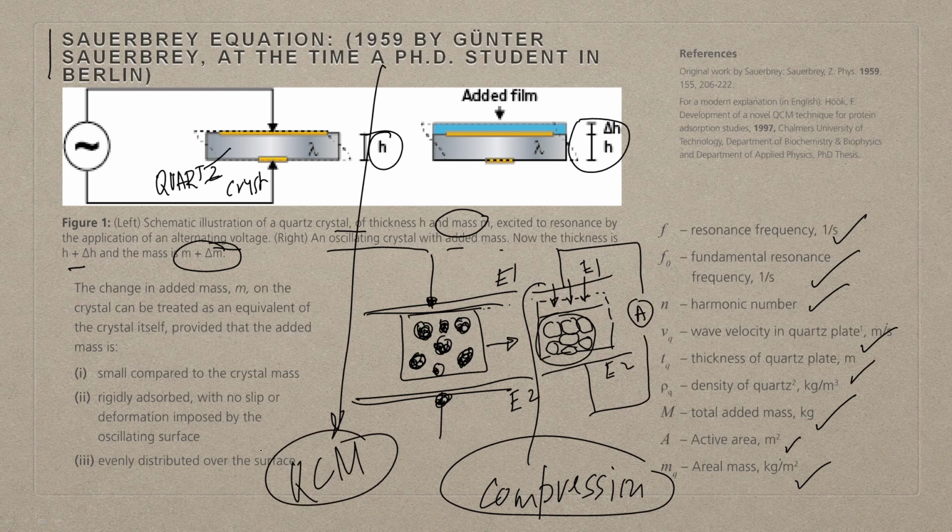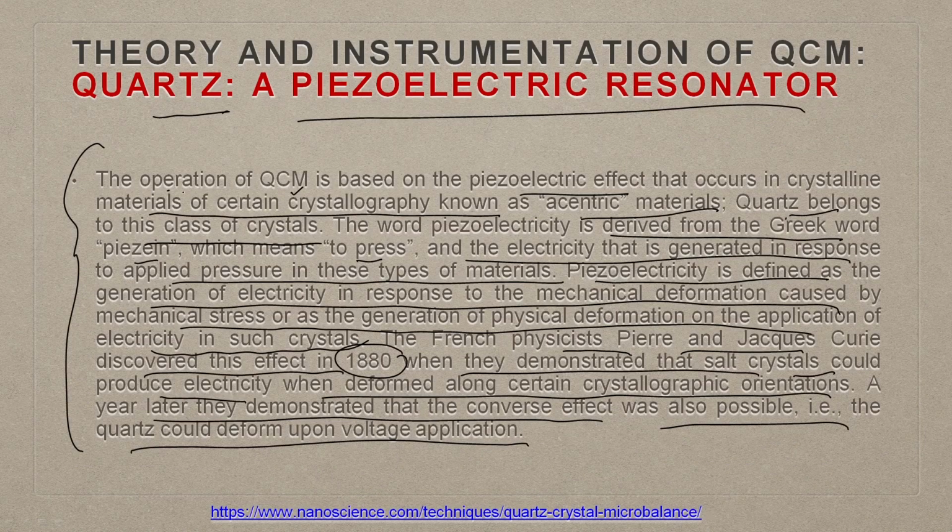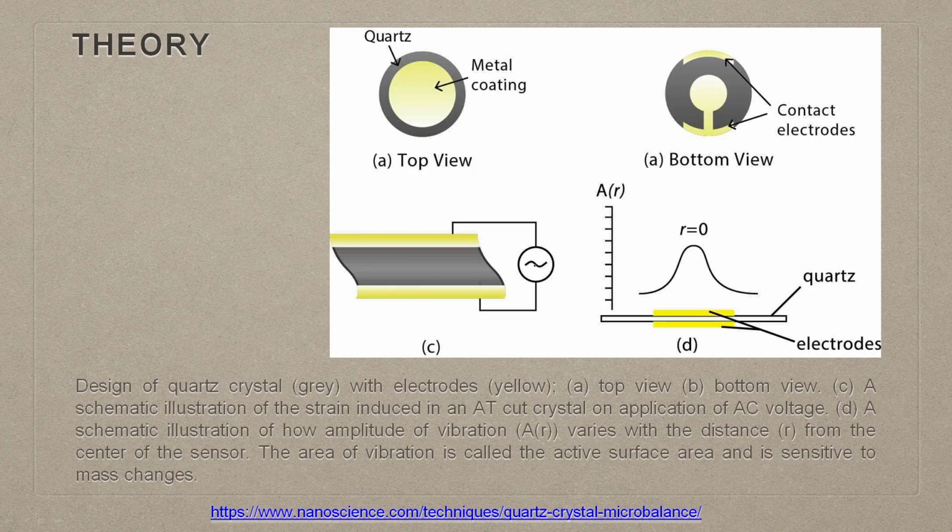So, coming back to where I was, the operation of QCM is based on the piezoelectric effect that occurs in the crystalline material of certain crystallographic classes known as acentric materials. So, remember this part, acentric materials, and the electricity that is generated is in response to applied pressure in this type of material. So, this is the fundamental basis. Once you have understood this, now let us look at the theory, how it looks like.